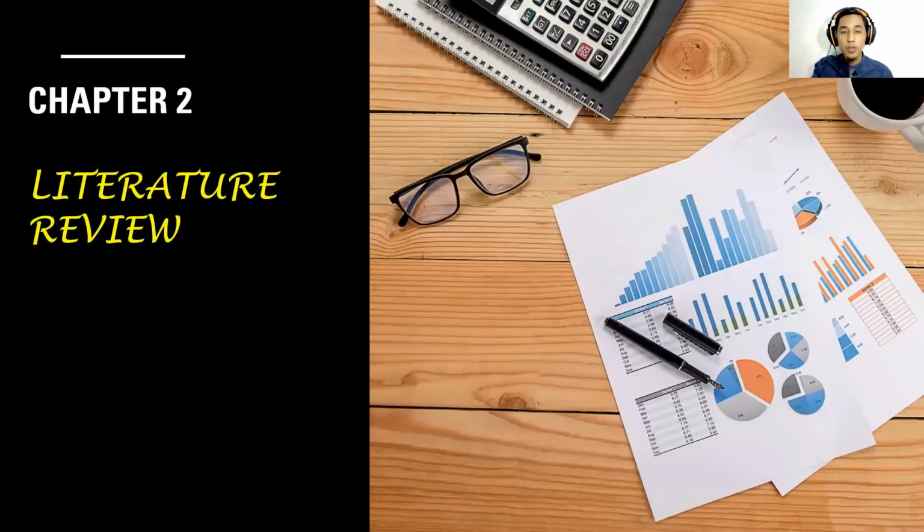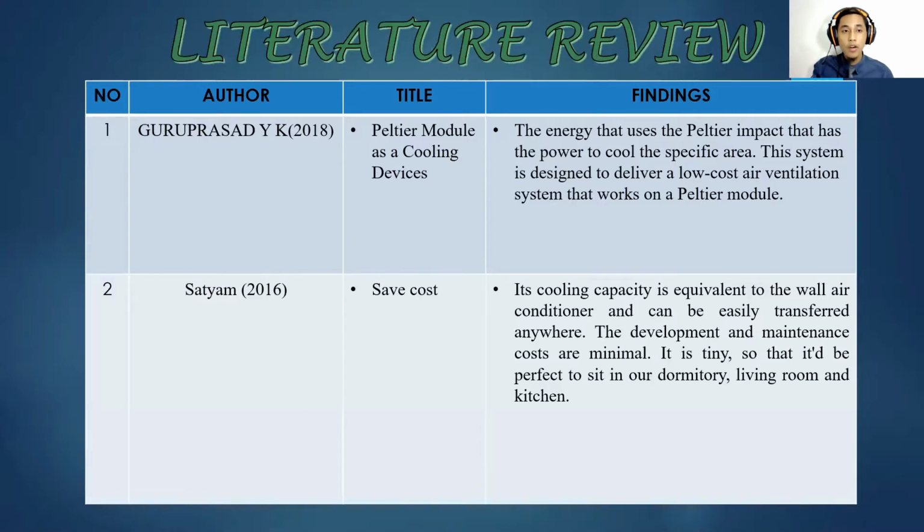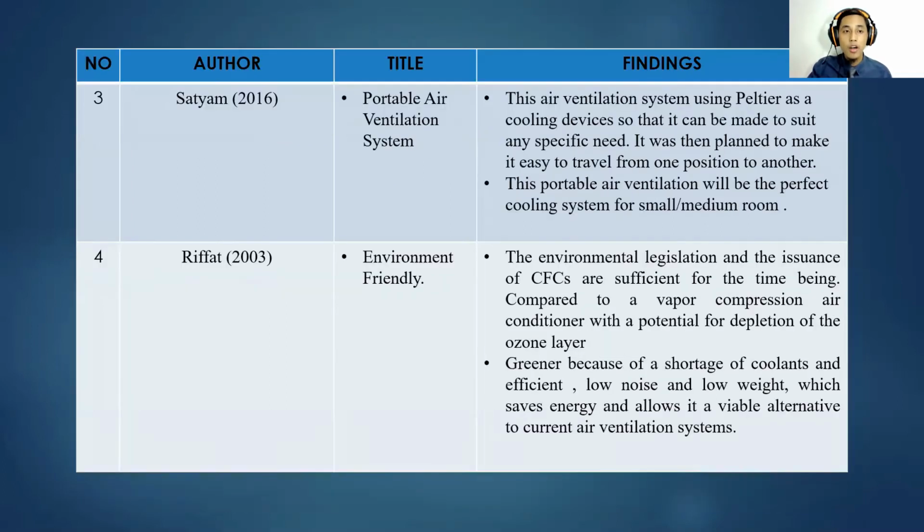Next, chapter 2, the literature review. From Guru Prasad Y K 2018, we find that the Peltier has the power to cool a specific area. From Satyam 2016, we find that its cooling capacity is equivalent to a wall air conditioner and can be easily transferred anywhere. From Rifat 2003, the environmental legislation and the issue of chlorofluorocarbons (CFC) are sufficient for the time being.